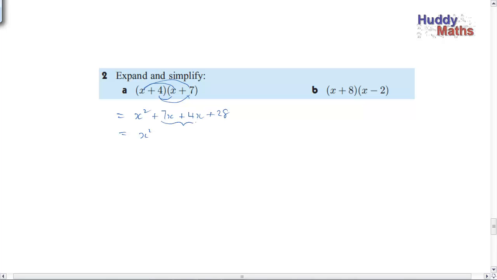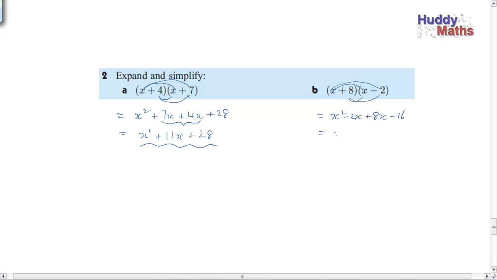These terms are like each other because they've just got a single x in them. 7x plus 4x, you've got 11 of the little creatures. 11x, whatever they are. We don't know what x is. Okay, did you get that one right? Let's have a look at part B. X by x is x squared. X by neg 2 is neg 2x. 8 by x is plus 8x. 8 by neg 2, neg 16.